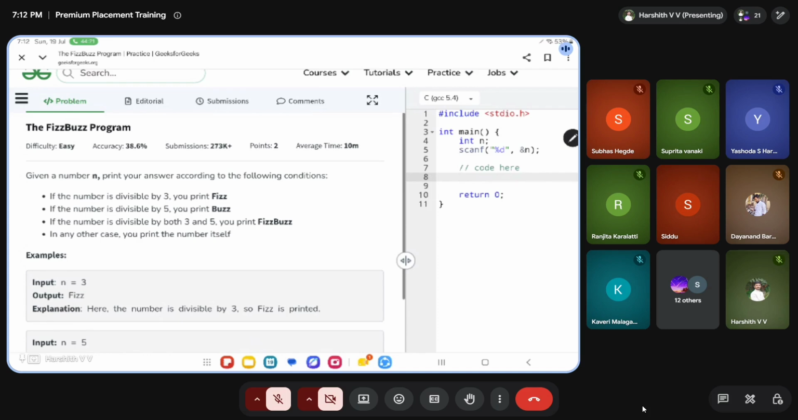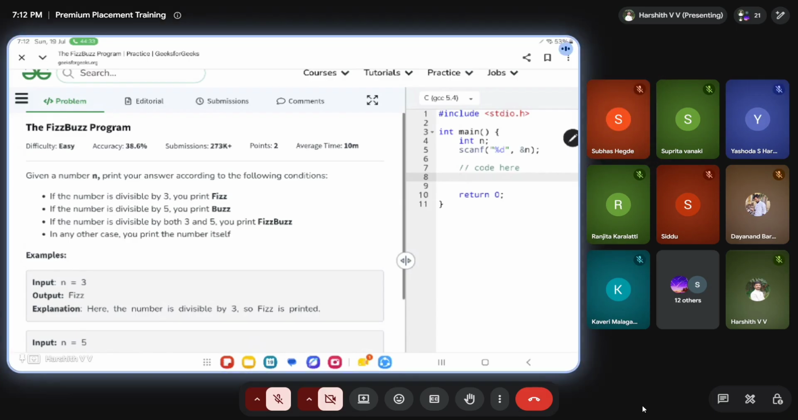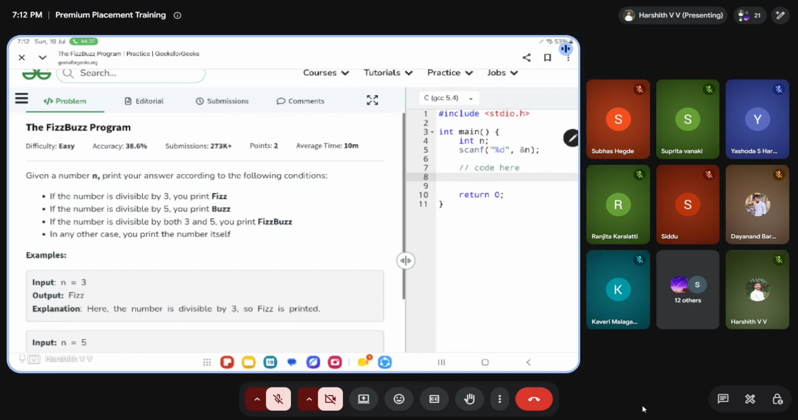If you print in the order given in the question, and if the number is 15, what will be the output? Fizz. But what should be the output? FizzBuzz. So the first condition you need to check is what? Both conditions. After that you write in any order, it will work. At the end, else you need to print the number. Understood or not?